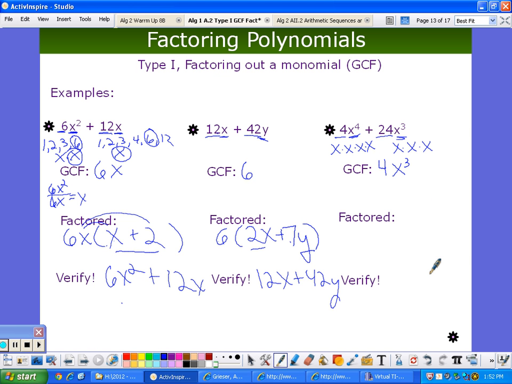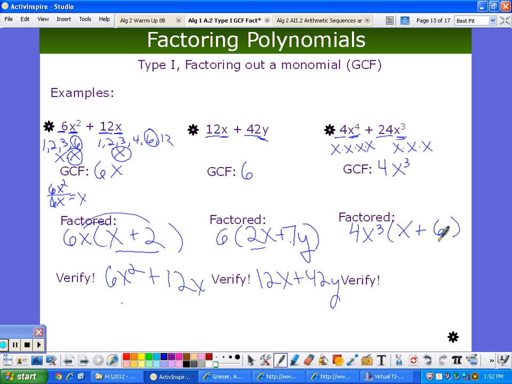So the variables are actually easier, in my opinion, because you take the smaller one. So if you have an x to the 4th and an x to the 3rd, what do they have in common? X to the 3rd. So I think they're easier than the numbers. Okay, so you take that greatest common factor. We're going to reverse distribute. 4x times something is 4x to the 4th. Yes. 4x times something gives me 24x to the 3rd.